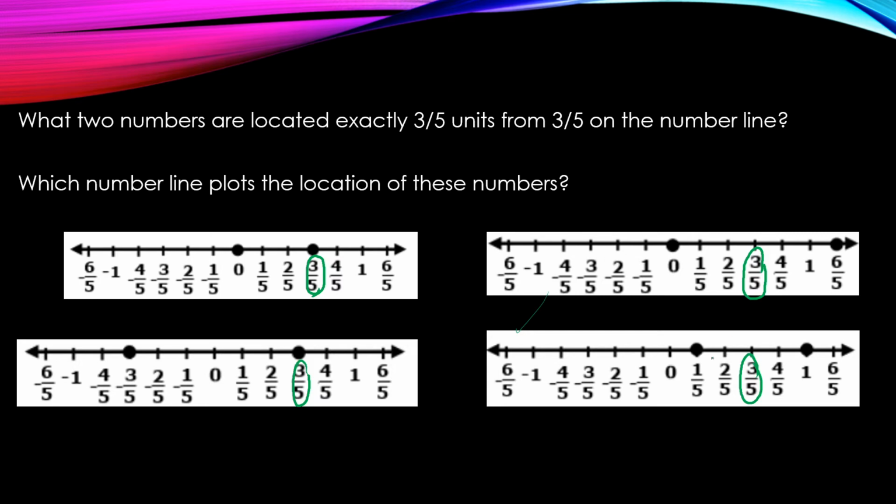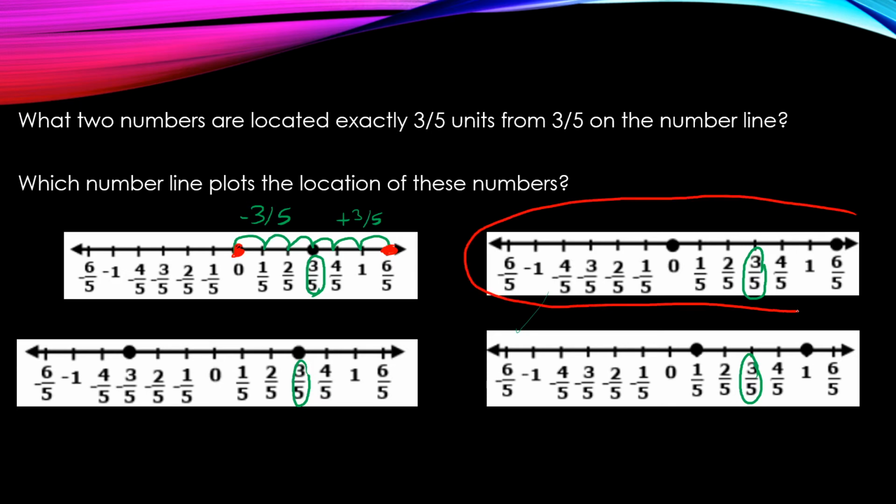Okay. So if 3/5 is my middle point, I need to go 1/5, 2/5, 3/5 in one direction. This is my positive 3/5. And then I need to go back 1/5, 2/5, 3/5 to go back that 3/5. So I am looking for a number line that has a dot above this 0 here and a dot above 6/5, which is this one here. So this here is my positive 3/5, and this here is going to be my negative 3/5, both away from that center point, which is 3/5.